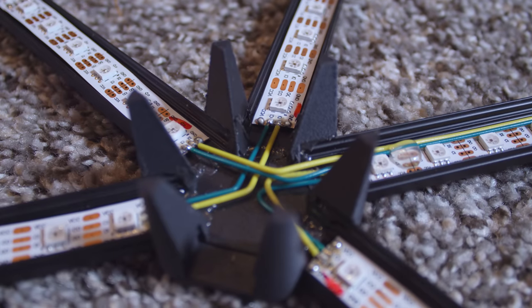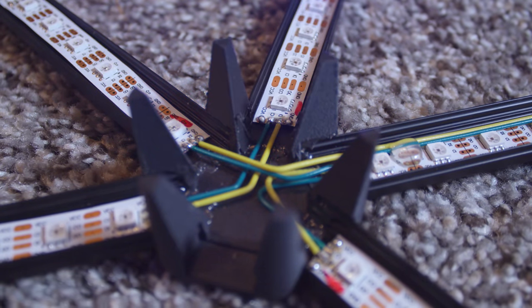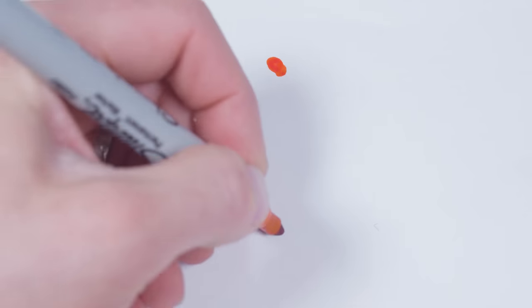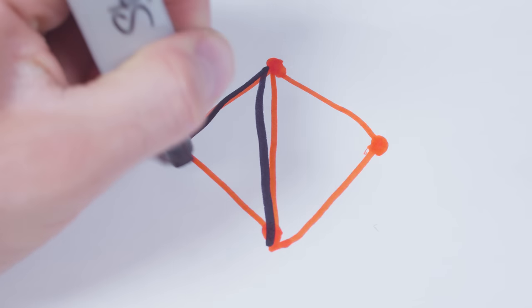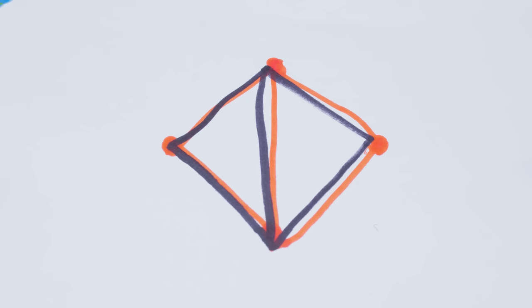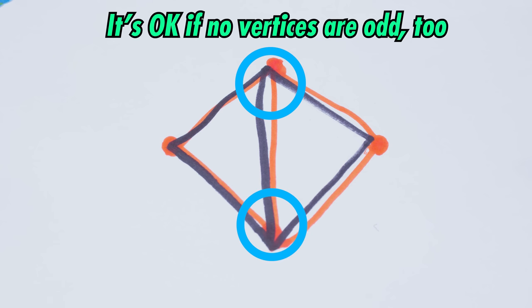The way these LED strips are wired up is a total mess, and my old nemesis is to blame. Math. Given any combination of vertices connected by lines, you can draw the entire diagram in one continuous line if, and only if, exactly two vertices have an odd number of lines.